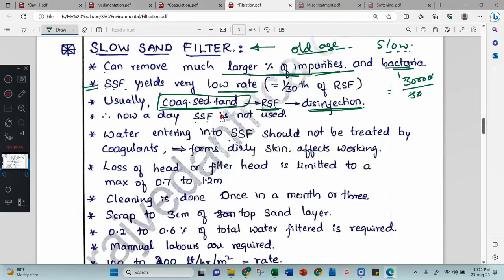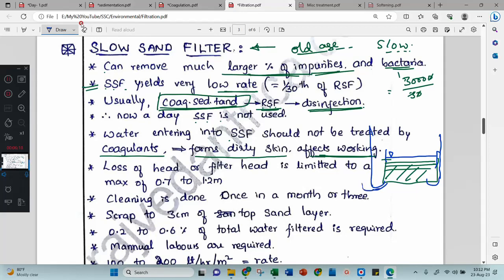Water entering a slow sand filter should not be treated with coagulants, because that forms a dirty skin that affects the working. Loss of head or filter head is limited to a maximum of 0.7 to 1.2 meter. What does loss of head mean? See, this is your filtration tank, this is the filter media. Here you put water. If I make water retain here, then after filtering, the water comes out this side. If you put one piezometer after filtering, the water will stand here only. It will not come to the original height. Why is this? Because there is a loss. How much loss takes place? 0.7 to 1.2 meter. This difference is between the water level above the filter media and the water level in the piezometer connected at the bottom.